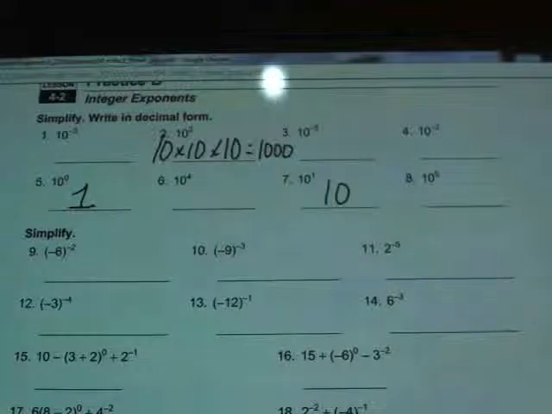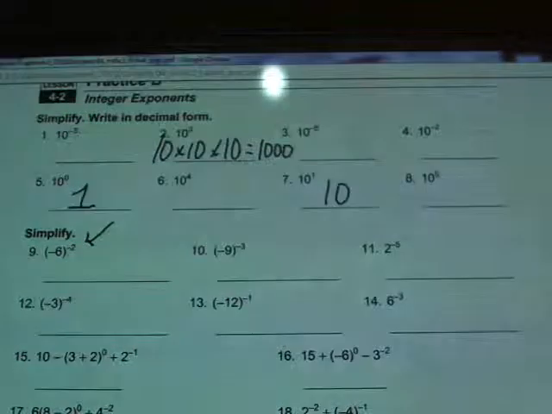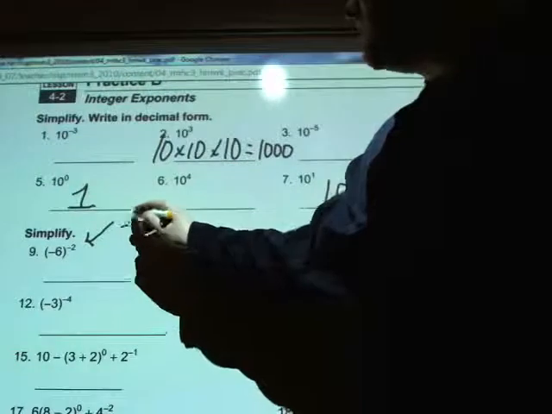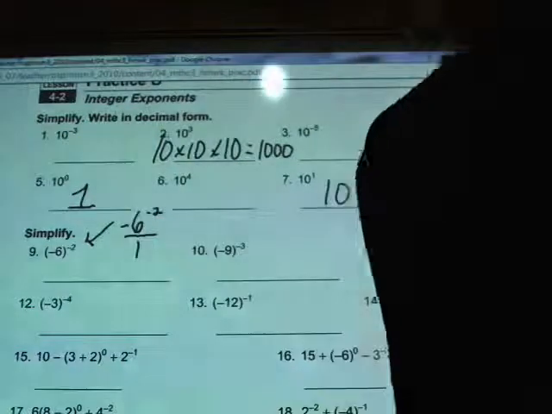Now, when you have a negative exponent, remember the exponent is the little number. It doesn't matter what the base is, the big number. The base can be anything, positive, negative, we don't worry about that at all. But when the exponent is negative, what we want to do is write our question out instead like a fraction. So I'm going to rewrite this as negative 6 to the negative 2nd over 1.